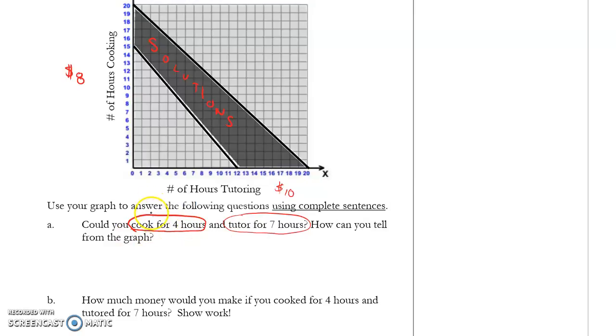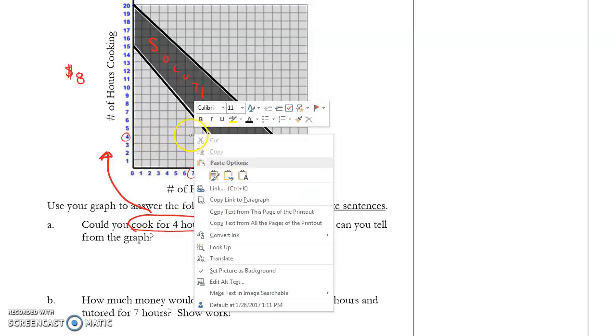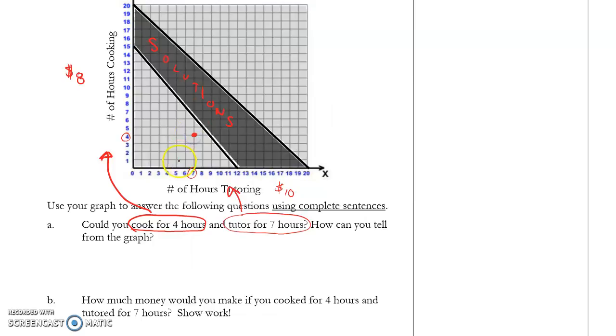So I look for 4 in the cooking column again. Don't just look at 4 wherever you want. It has to go with cooking. So can I cook for 4 hours, tutor here for 7 hours? Well, those two meet at this ordered pair right here. Can I do that? No. That's not going to meet both inequalities. So I would answer it just as no. That is not in the dark shaded region, the overlapping region.